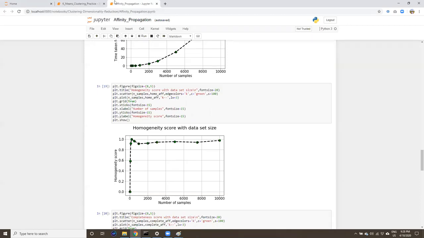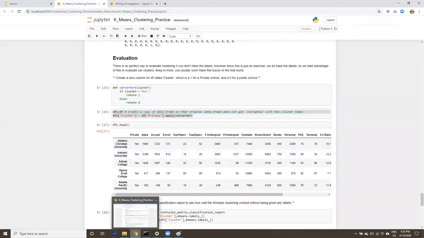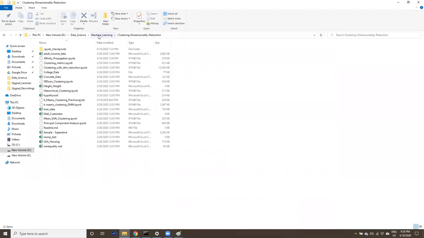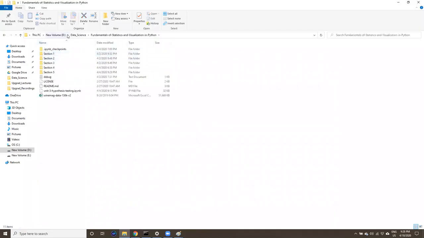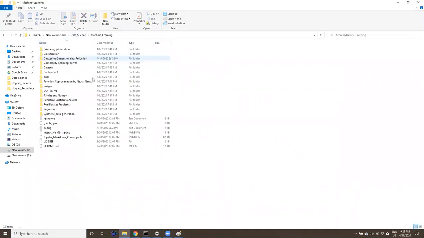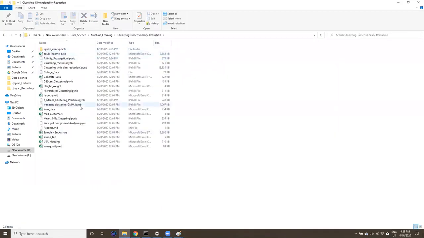So I have shared this folder with Board Infinity. What you have to do is go to machine learning, and within machine learning, go to clustering and dimensionality reduction. And within that, you can take these two, execute them, and you have to tell me if you have any questions within that.